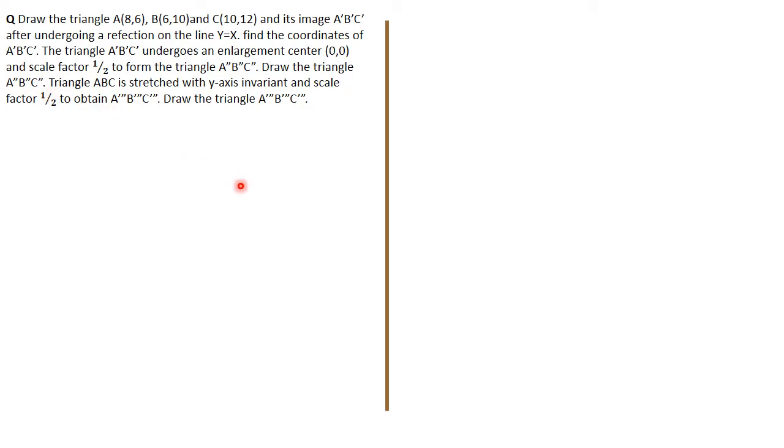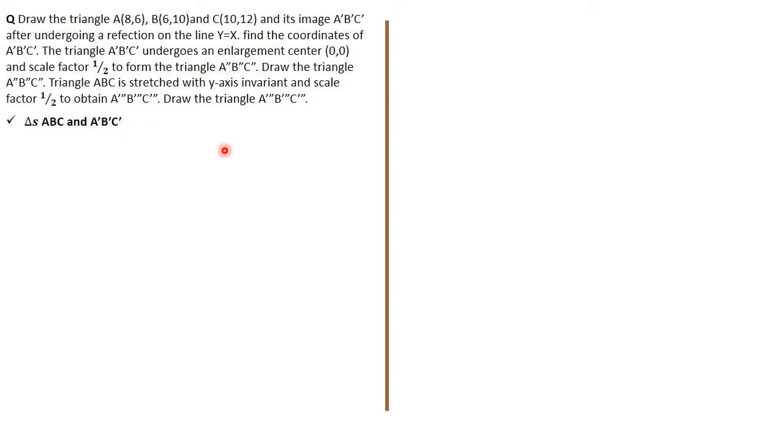Another thing, we are told that the original triangle ABC is stretched with the y-axis invariant, and the scale factor is half again, to obtain A triple prime, B triple prime, and C triple prime. So we are supposed to draw the last image.